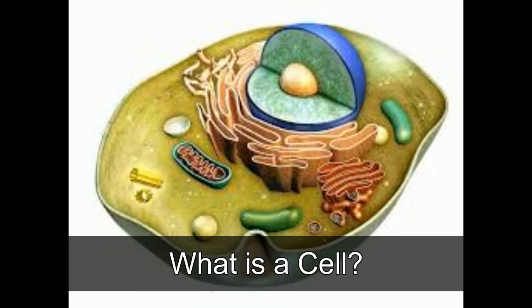Eukaryotes, organisms consisting of eukaryotic cells, are multicellular, meaning they have more than one cell. Eukaryotic cells also have a nucleus. Prokaryotes are unicellular, and their cells don't have a nucleus.